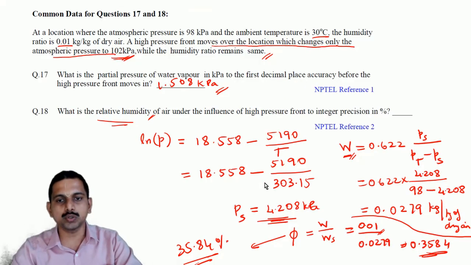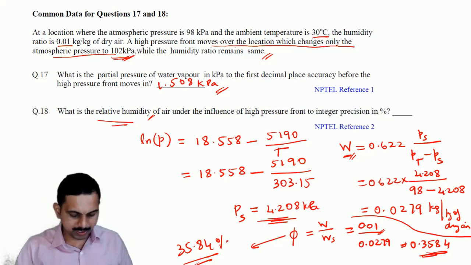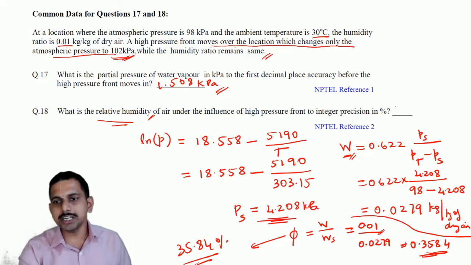They have asked us to give the relative humidity under the high pressure front to integer precision in percentage. So in percentage, 37% is what we have to write.